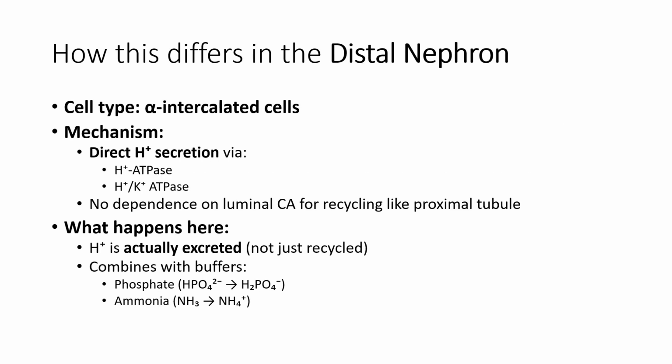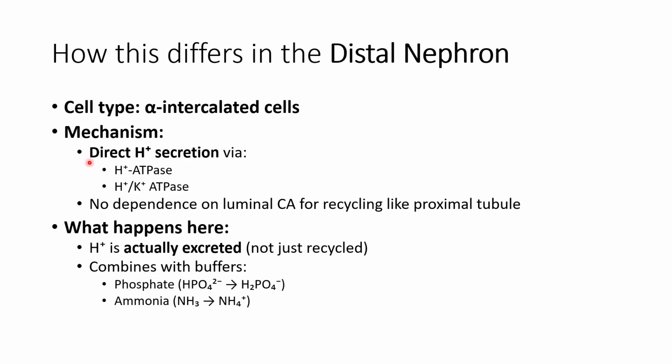Now, there is a subtle difference in bicarbonate and H plus handling at the distal nephron. The distal nephron has basically two types of cells, principal cells and intercalated cells, that is P and I cells. For now, forget about the principal cells. Intercalated cells are again of two types, alpha and beta. For now, we will discuss the alpha cells. Alpha intercalated cells are responsible for this H plus handling.